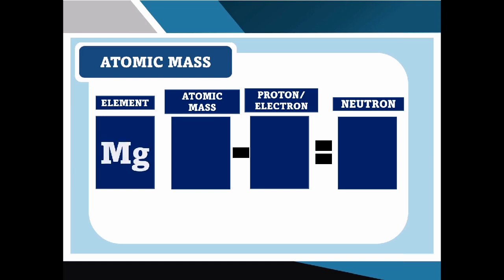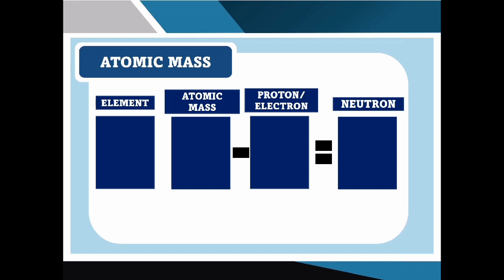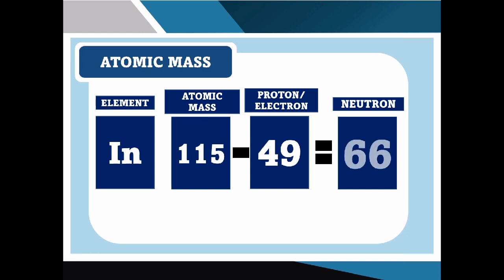Hence, a magnesium atom whose atomic mass is 27 and has 13 protons and electrons has 14 neutrons. 27 minus 13 is equal to 14. And an indium atom whose atomic mass is 115 and has 49 protons and electrons has 66 neutrons. 115 minus 49 is equal to 66.